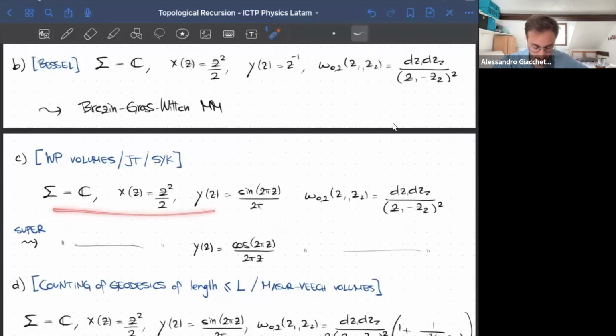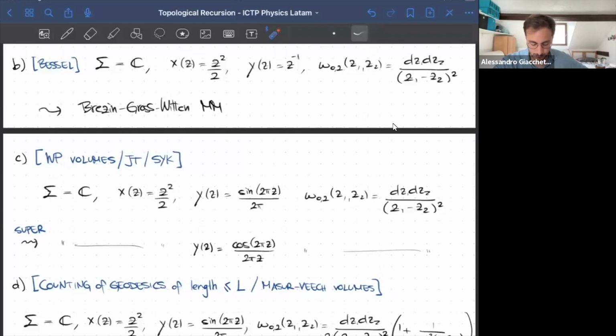If you take this as your spectral curve, then the omega g,n are some specific correlators in JT or SYK, or if you want, they compute these Weil-Peterson volumes through a Laplace transform. And you can even consider the super version of all of this. So you can consider correlators in super JT gravity or volumes of moduli spaces of super hyperbolic Riemann surfaces.